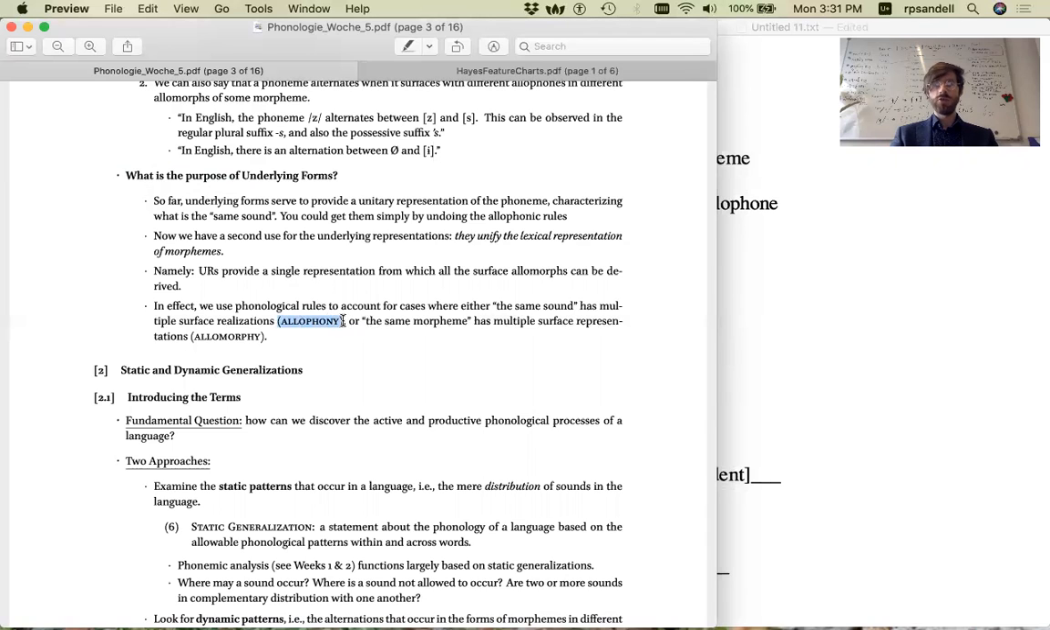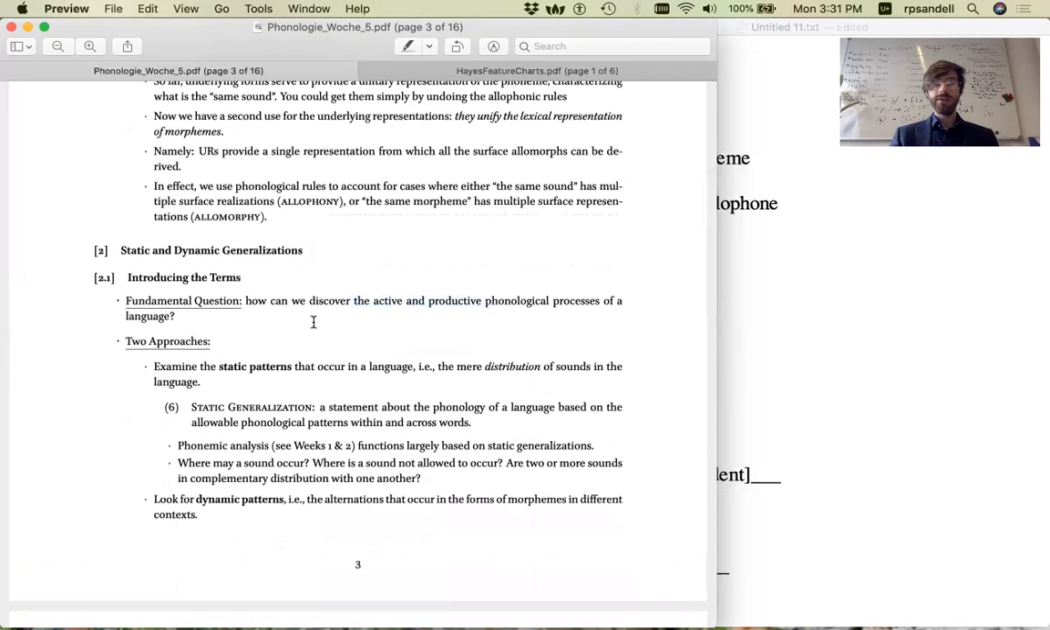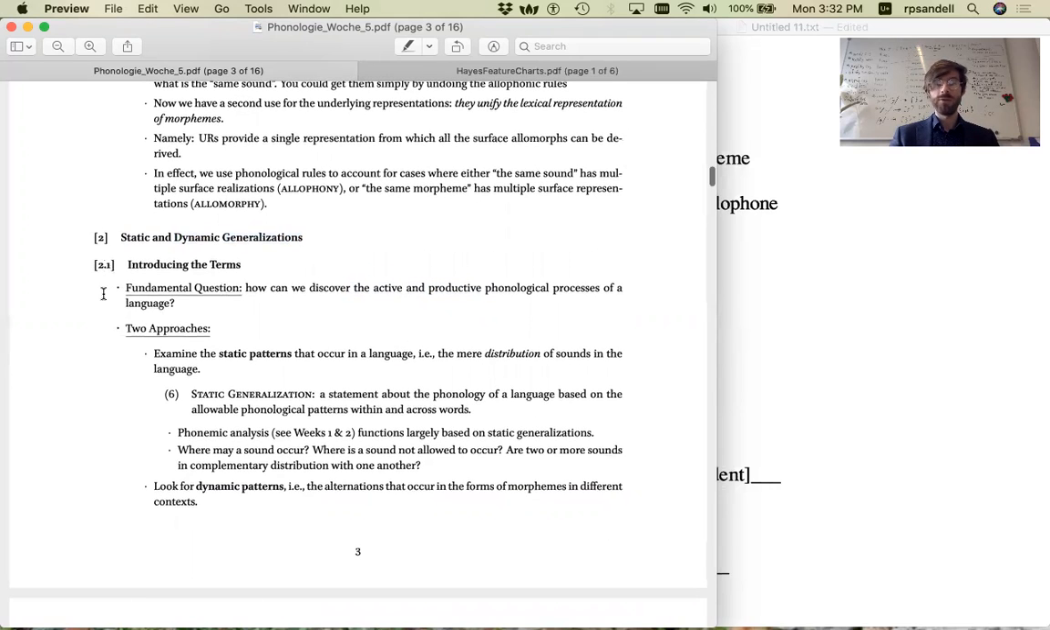So look for instances in which two sounds that might be the same underlying sound occur in different contexts. But we also probably need some other procedures in order to try to discover all of the active and productive phonological processes that exist in a language. And here there are two approaches that we can adopt, both of which can be useful, as we'll see. Probably using the so-called dynamic generalizations often turns out to be more useful and more reliable. Let's first talk, however, about the so-called static generalizations.